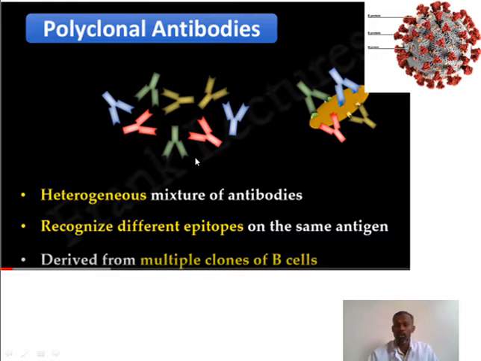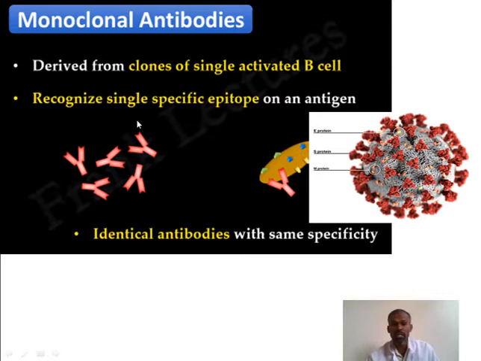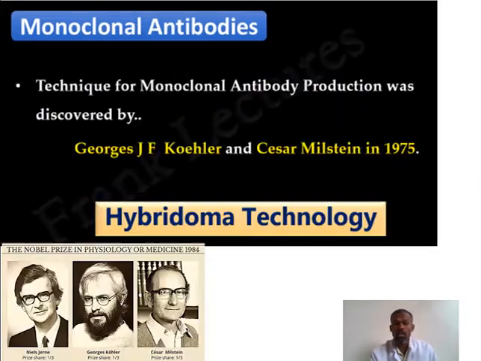So this is polyclonal antibodies, and what we are concentrating on is monoclonal antibodies. Here you can derive only one type of antibody, which is specific to only one type of epitope. This is very good for diagnosis as well as treatment. They are derived from clones of a single activated B cell and recognize a single specific epitope on the antigen, for example spike protein, membrane protein, or envelope protein, and they are identical antibodies with the same specificity. That is very important for disease diagnosis as well as cure of the disease.